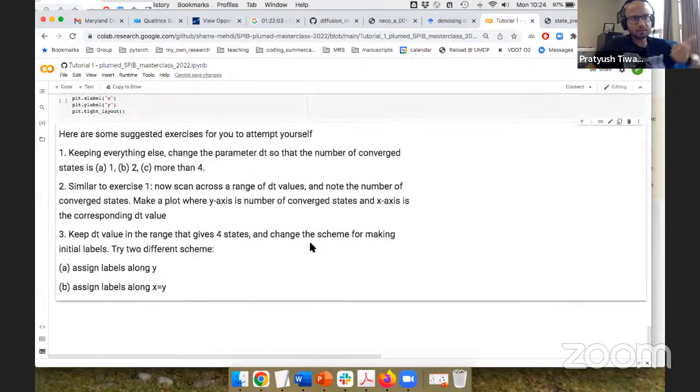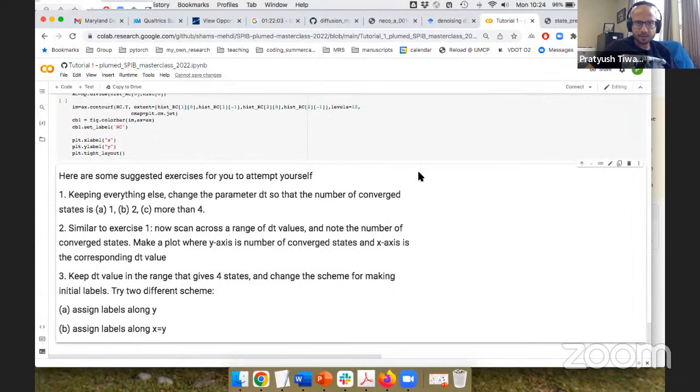So that's the lesson from tutorial number 1. Any questions about this before we go to alanine dipeptide from Pavel or anyone else? Okay, so let's go to alanine dipeptide.